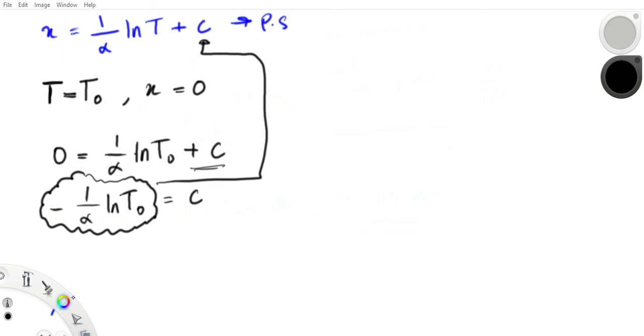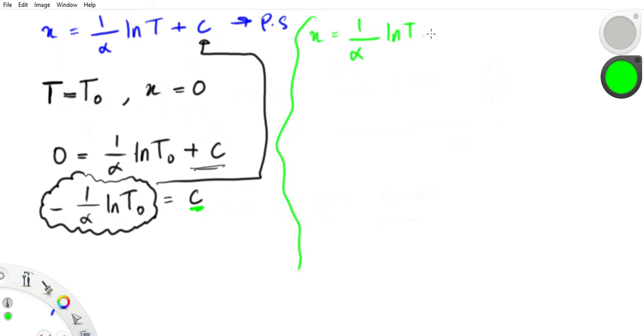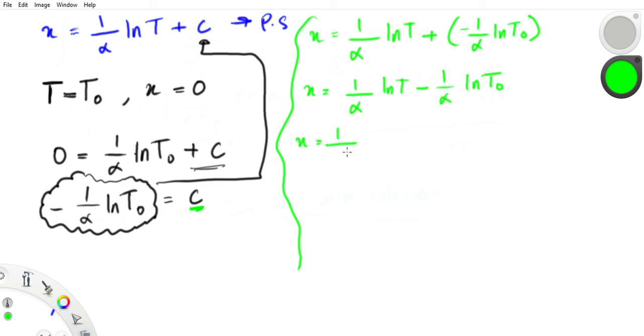And I'll do that in, let's go for green. Okay, so what we'll have is x equals, because this just gave us c, now we know what c is, so x equals 1 over alpha ln t plus bracket 1 minus alpha ln t0. We can rewrite that as x equals 1 over alpha ln t minus 1 over alpha ln t0. Now, you should be able to see this, but even if you don't, it's not a crime.